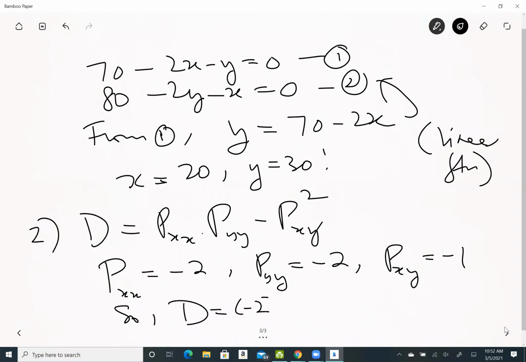Equal to negative 2 times negative 2 minus negative 1 squared. So you got 4 minus 1. That is equal to 3, and that is bigger than 0. Okay? So D bigger than 0. What do we have? We have a maximum or minimum. Okay? Then yeah, finish it up.